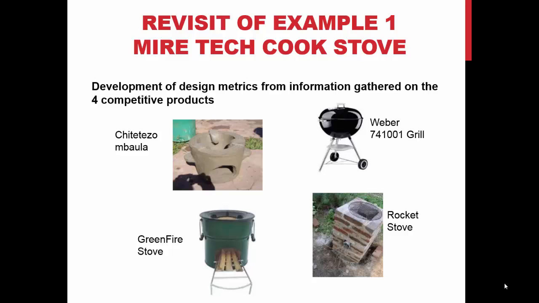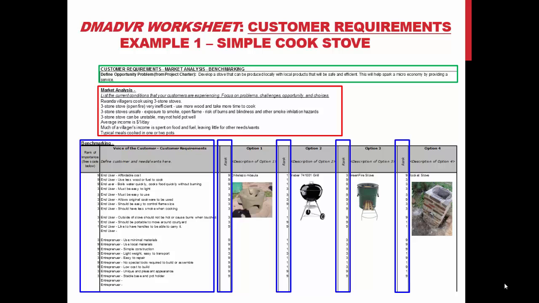So if we go back and revisit a couple of our projects here, we'll start with looking at the MyerTech cook stove. If you recall from last video, we had these 4 products that we were looking at in order to design a competitive small cook stove for an emerging economy. So we had the benchmarking as was defined here, looking at the customer requirements and ranking of the 4 competitive products and having the market analysis.